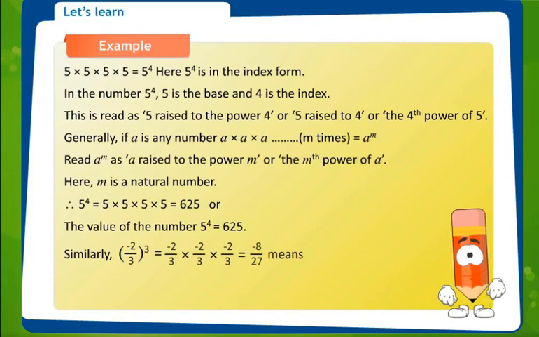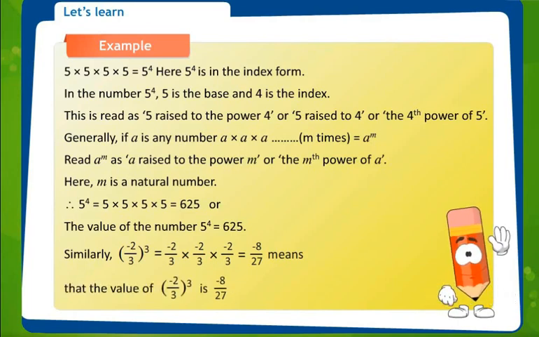Similarly, minus 2 upon 3 raised to 3. Minus 2 upon 3 is written 3 times. 2 multiplied by 2 multiplied by 2 gives us minus 8. 3 3s are 9, 9 3s are 27. So minus 8 upon 27 is the value for minus 2 upon 3 raised to the power 3.